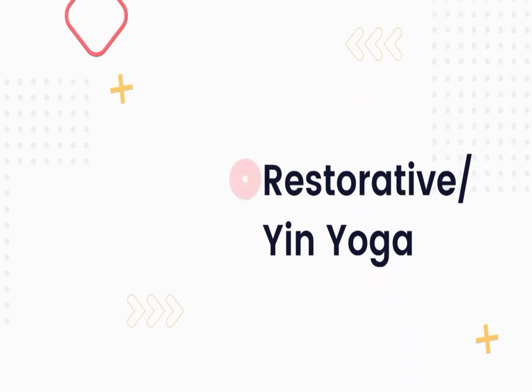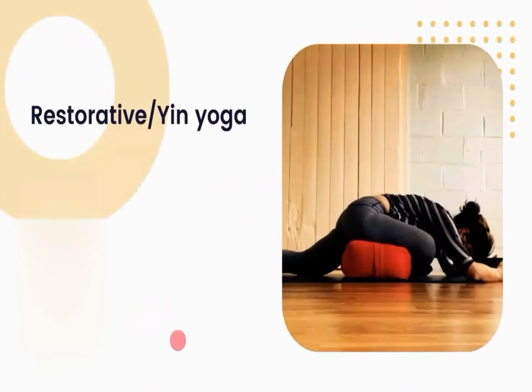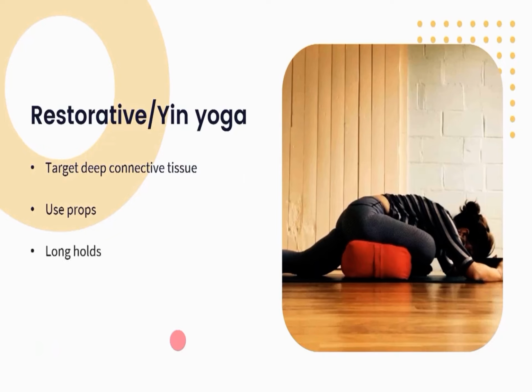Restorative or yin yoga. Restorative yoga and yin yoga are synonymous these days. These forms of yoga target your deep connective tissue, like your fascia, ligaments, and joints. They're slower and more meditative, and rely heavily on props, such as blocks, blankets, straps, and the wall, to support you in these postures, which are typically held for 3 to 5 minutes.